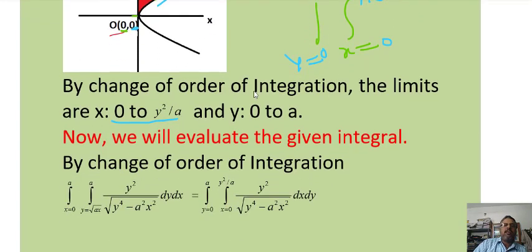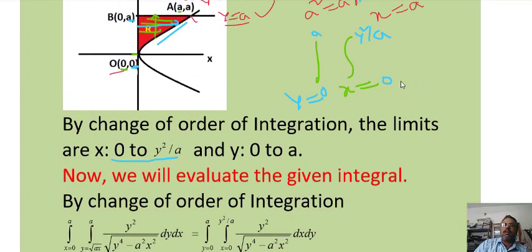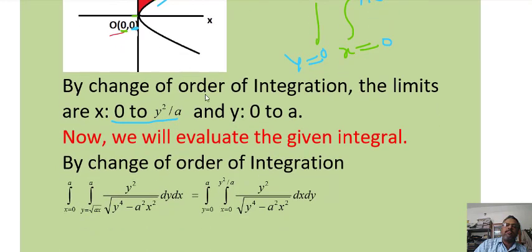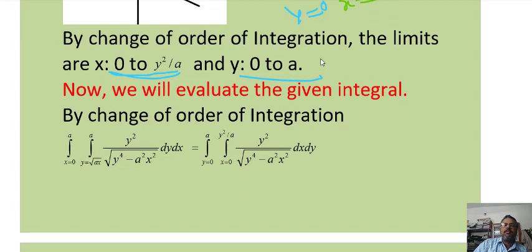Now by change of order of integration, the limits are x is 0 to y square by a, clearly mentioned, y equals 0 to a. Now, using these limits, we will evaluate the integral.